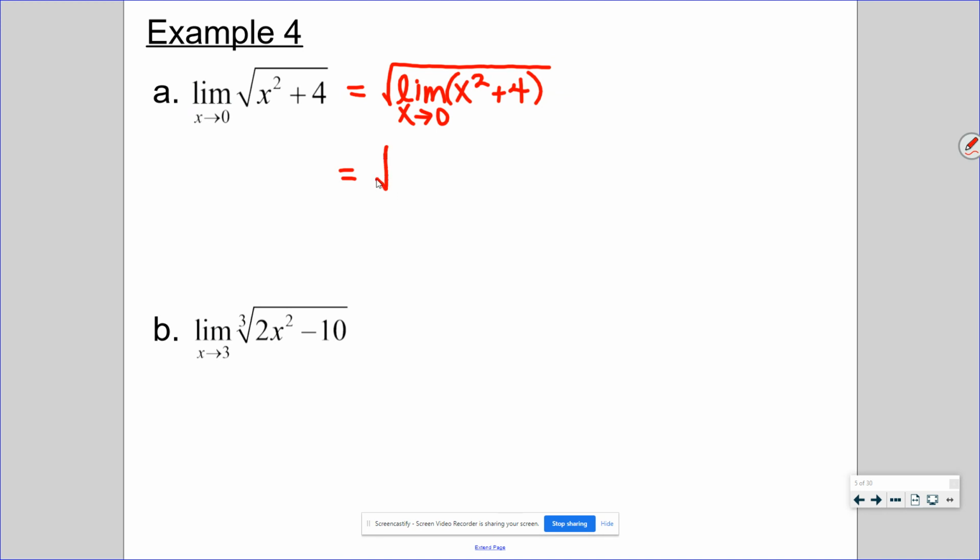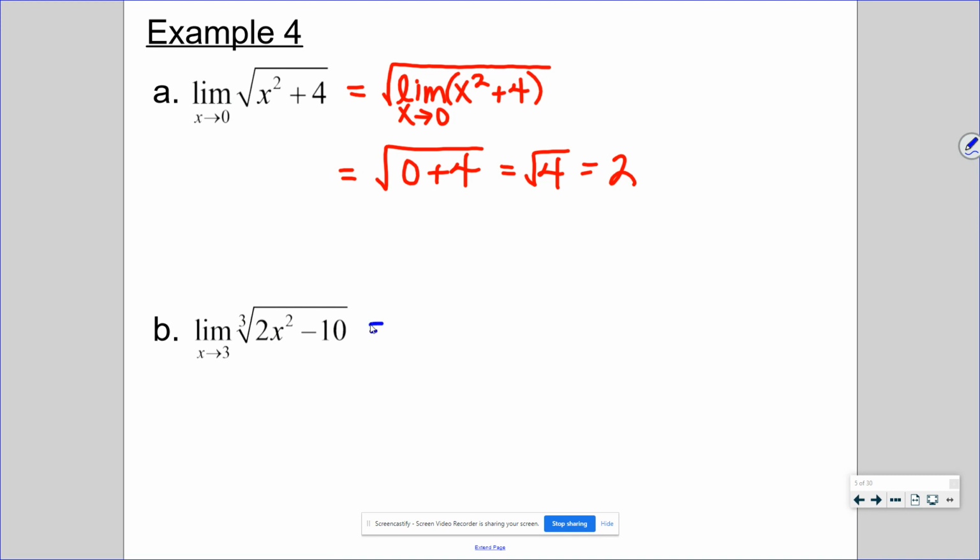We're going to do plug and chug, and we're going to get 0 plus 4 on the inside, and square root of 4 is equal to 2. So our limit would be 2 for example 4, part A.